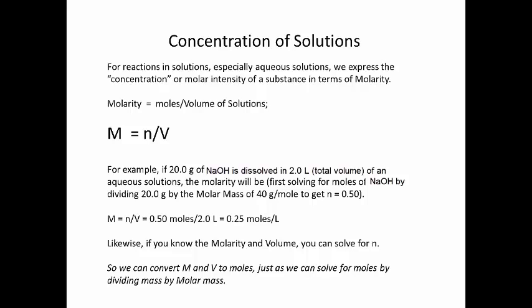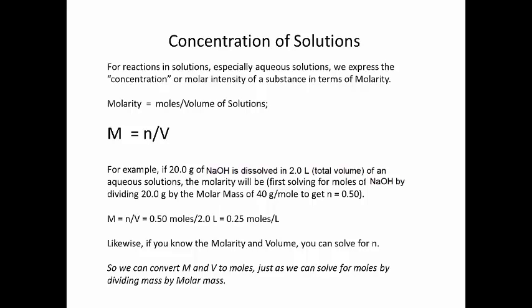For example, if you have 20 grams of sodium hydroxide and you dissolve it in 2 liters, total volume, of aqueous solution, the molarity will be, go ahead and figure it out, you first solve for the number of moles of sodium hydroxide by dividing the 20 grams by the molar mass of sodium hydroxide, which happens to be 40. So the number of moles would be 0.5 moles, and we said that these 0.5 moles are in a total volume of 2 liters. So we then divide by the 2 liters, and we get a molarity of 0.25 moles per liter, or we say that the molarity is 0.25 molarity.